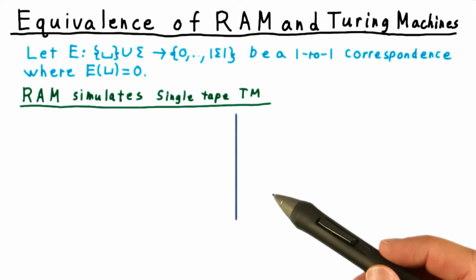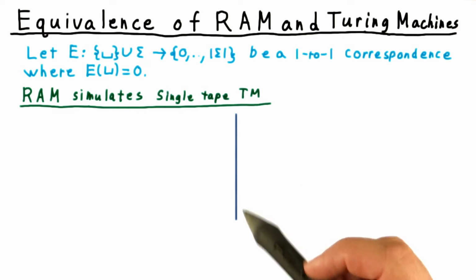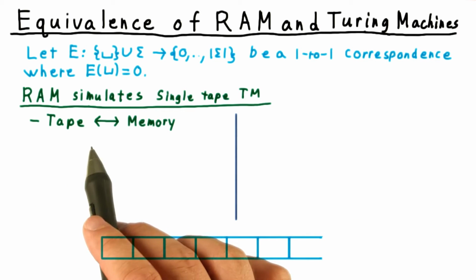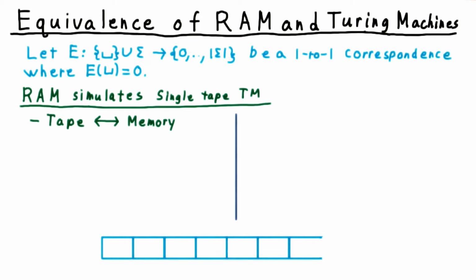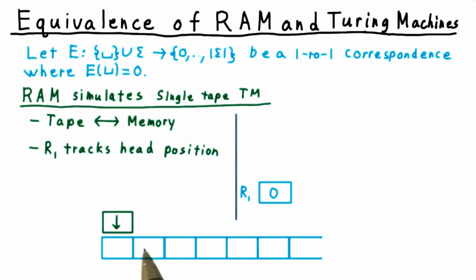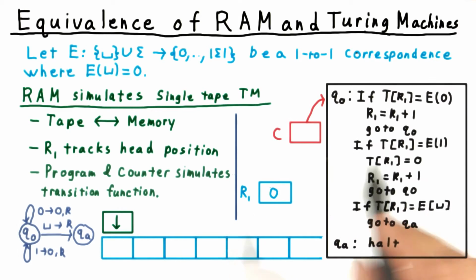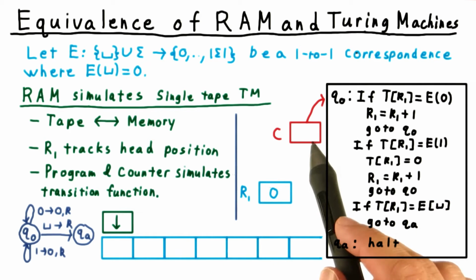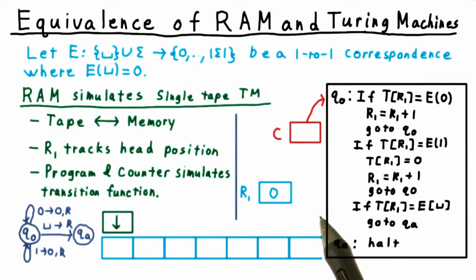First, we argue that RAM can simulate a single-tape Turing machine. The role of the tape played in the Turing machine will be played by the memory. We'll keep track of the head position in a fixed register, say R1. And the program and the program counter will implement the transition function.